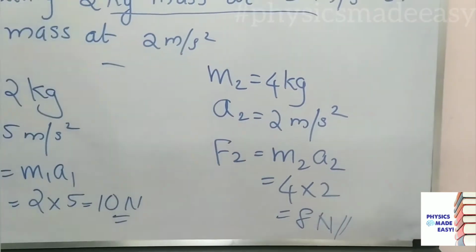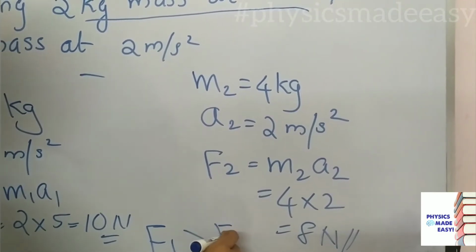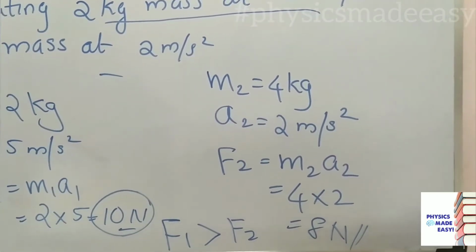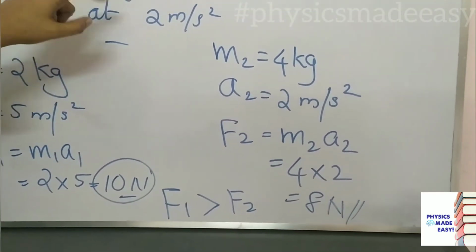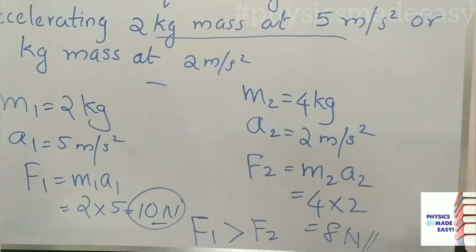So if you are comparing, here you can see F1 is greater than F2. Here 10 Newton is more than 8 Newton. So here we can say for accelerating 2 kg mass at 5 meters per second square, that requires a greater force.